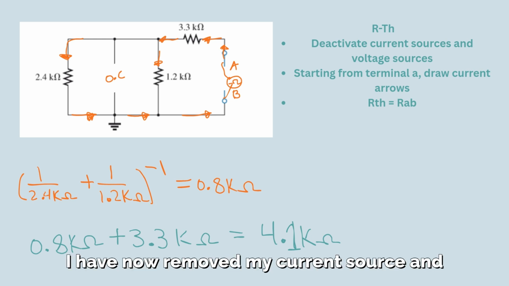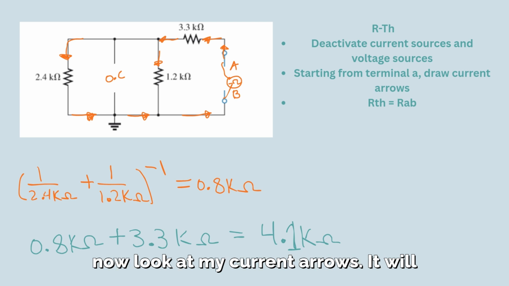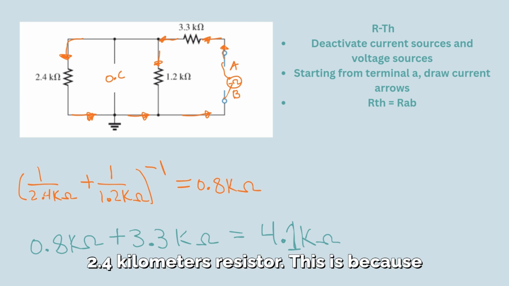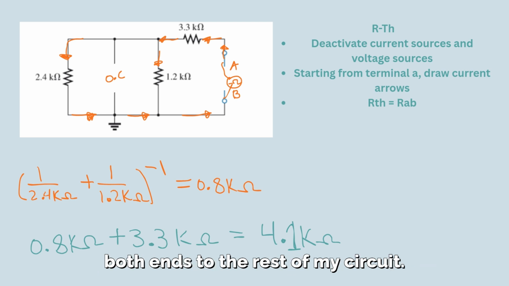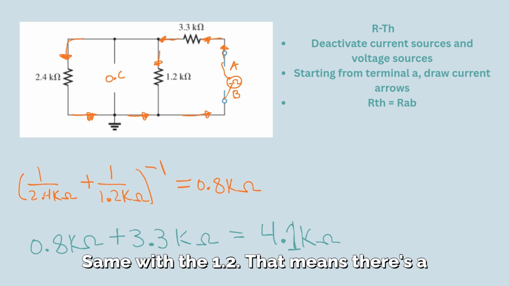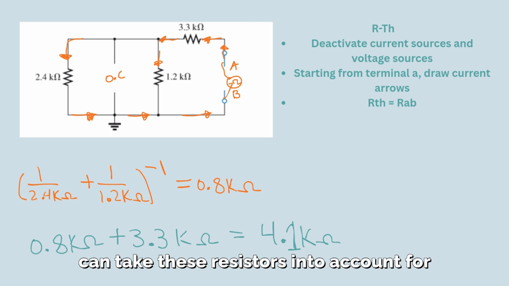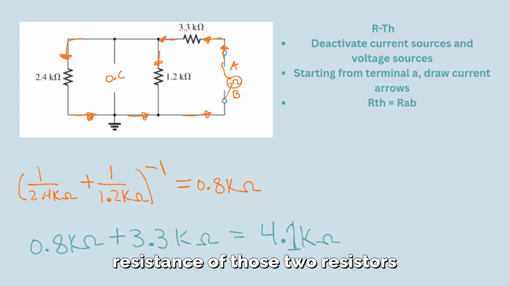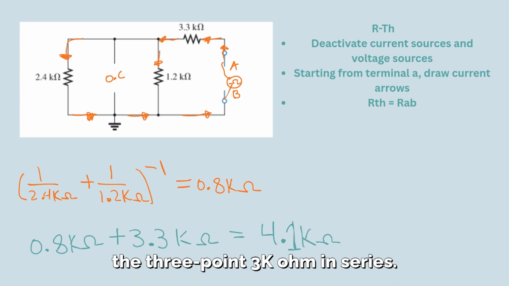I have now removed my current source and replaced it with an open circuit. I will now look at my current arrows. It will go through the 3.3, the 1.2, and the 2.4 kilo ohm resistor. This is because my 2.4 kilo ohm resistor is connected at both ends to the rest of my circuit. Same with the 1.2. That means there's a closed loop for current to flow, and I can take these resistors into account for finding my Thevenin resistance. I found the resistance of those two resistors combined in parallel and then added to the 3.3 kilo ohm in series.